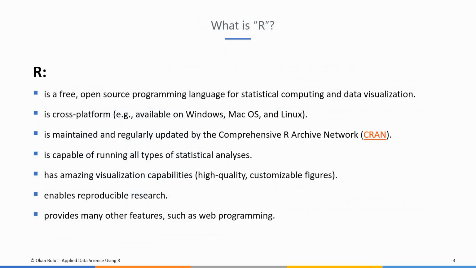So what is R, and why R? R is a free and open source programming language for statistical computing and data visualization. R is cross-platform. That means you can use R on Windows, Mac, or Linux, or any other similar operating system, basically supported operating systems. R is maintained and regularly updated by the Comprehensive R Archive Network, shortly called CRAN. I shared the link over here if you want to go check it out.